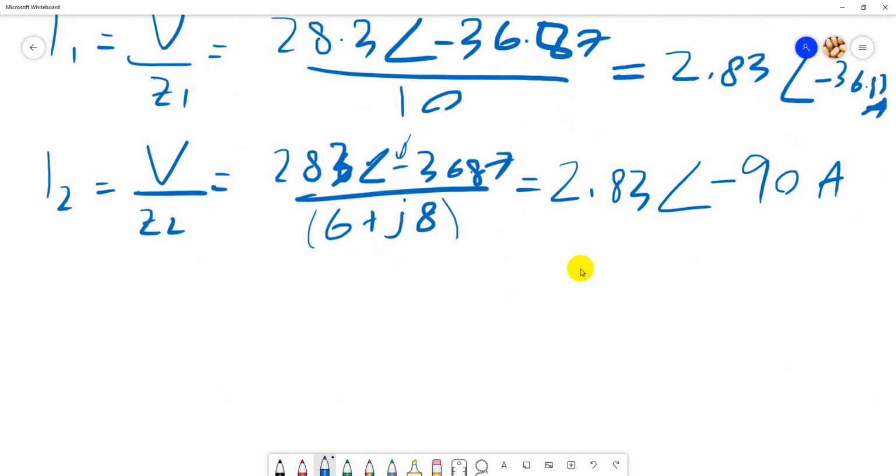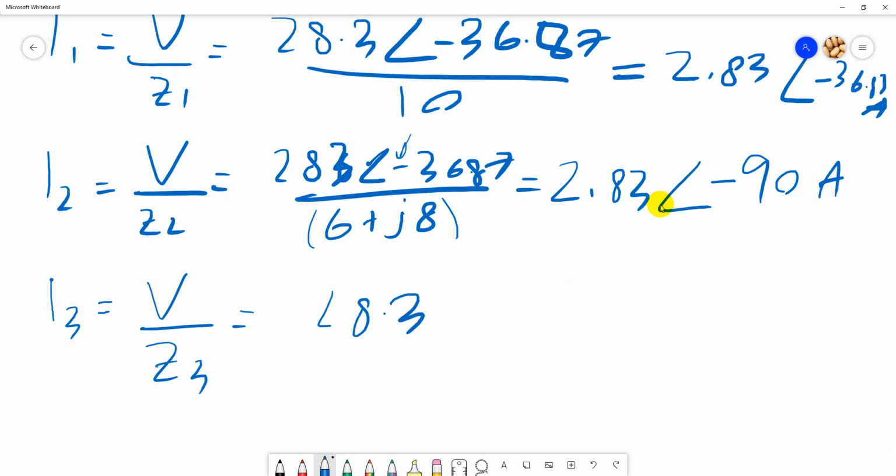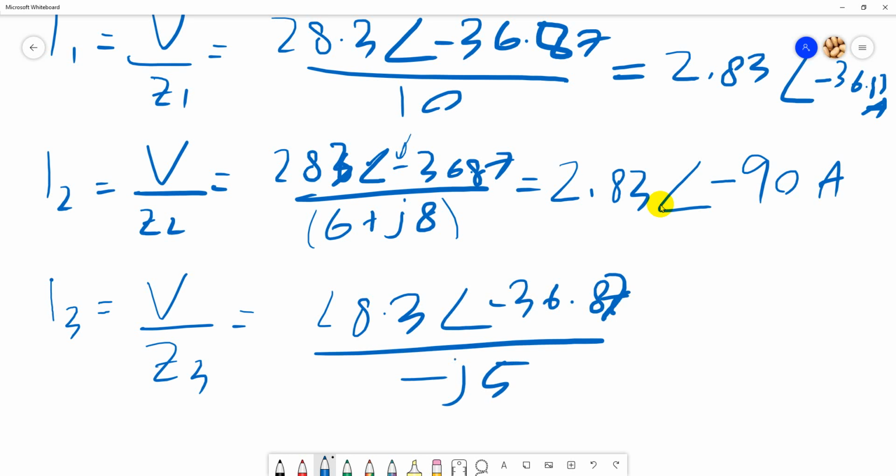Depending on the question, if you use complex numbers, if you use current division, it is sometimes much faster, but sometimes using Ohm's law is much faster. So if the question doesn't specify, I suggest you use Ohm's law. So I3 equals V divided by Z3. So 28.3 angle negative 36.87 divided by negative J5.